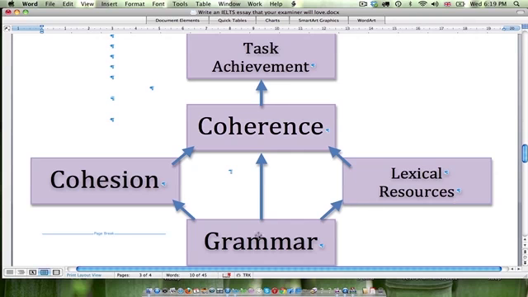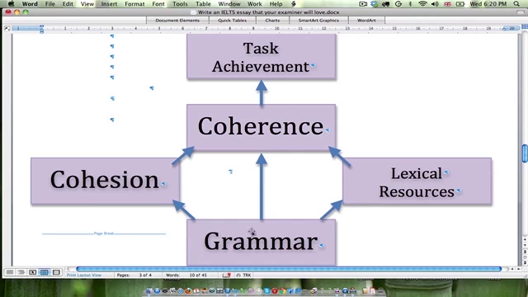Now, the same is true for cohesion. Students with weak grammar tend to punctuate their sentences improperly. The phrasing that they use to link the sentences together will be in error. And of course, this affects the cohesion portion of the mark.